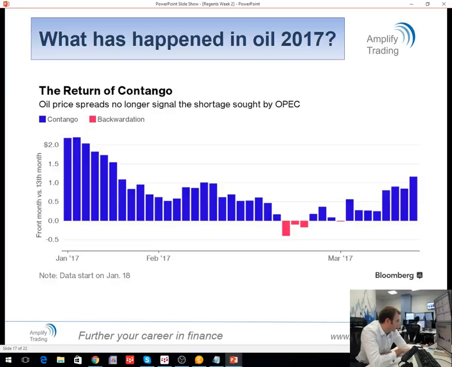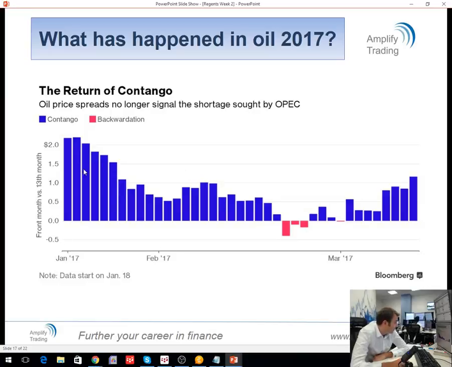In this Bloomberg article, oil price spreads no longer signal the shortage sought by OPEC. What OPEC wanted to do is force a state of backwardation, which means a reduction of supply, therefore a high convenience yield, because people are willing to pay more for oil today than they are tomorrow.